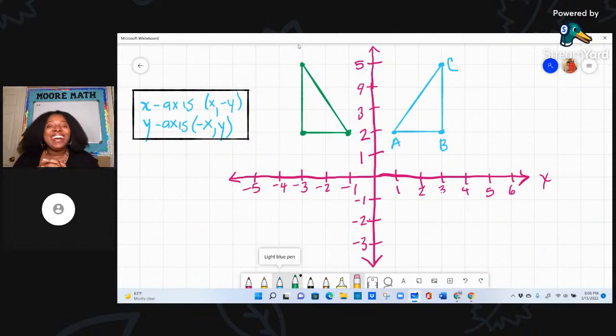Okay. So how is that feeling? Reflections. Do you feel better about it? Yeah. Okay. Now with what you've learned, are you just flipping over the y-axis and over the x-axis? Yeah. Okay. All right. Well, that's good. Do you understand translations? Kind of. Okay.